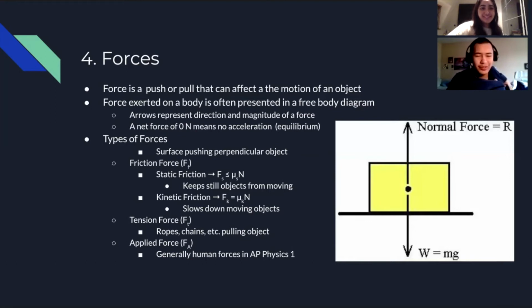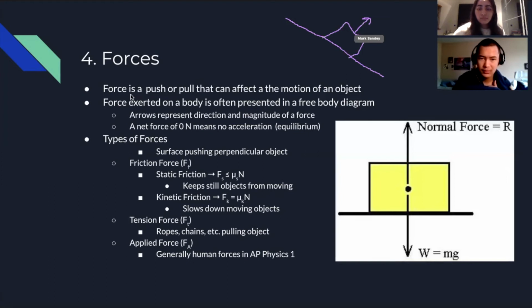The first one's supposed to say normal force, and the description is: surface pushing perpendicularly on an object. So in our diagram, normal force is pointing upwards, but sometimes you can have normal force pointing in different directions. So if you've got a slope with a box, normal force is going to point this way. It's going to point perpendicular to the slope.